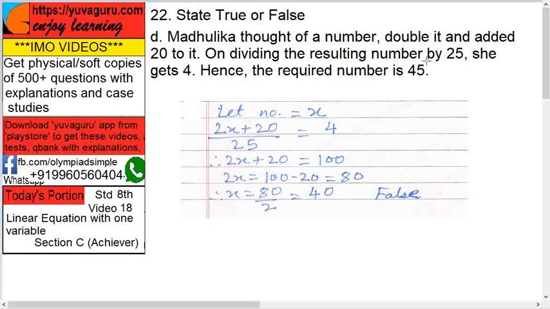On dividing the resulting number by 25, so 2x plus 20, divide this whole by 25, she got 4. So equals 4, right? Arrange the equations as they are given in the problem. So (2x plus 20) by 25 equals 4. Solve this. 25 on this side, 2x plus 20 equals 100. So 2x equals, take 20 on this side, 100 minus 20, 80. 2x equals 80. So x equals 80 upon 2, that is 40.